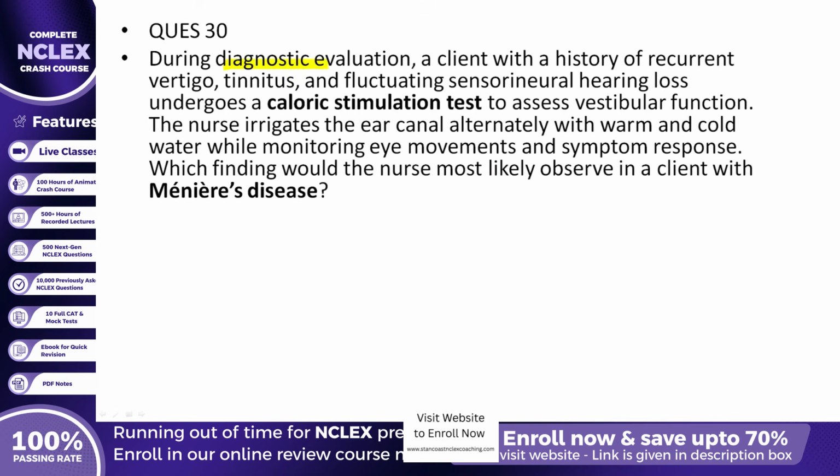During diagnostic evaluation, a client with a history of recurrent vertigo, tinnitus, and fluctuating sensorineural hearing loss undergoes a caloric stimulation test to assess vestibular function. The nurse irrigates the ear canal alternately with warm and cold water while monitoring eye movements and symptom response. The key question is, which finding would the nurse most likely observe in a client with Meniere's disease? Here are the options to consider.